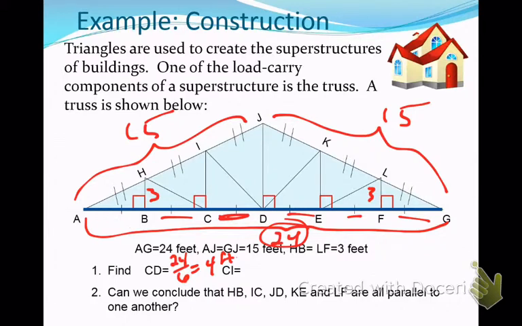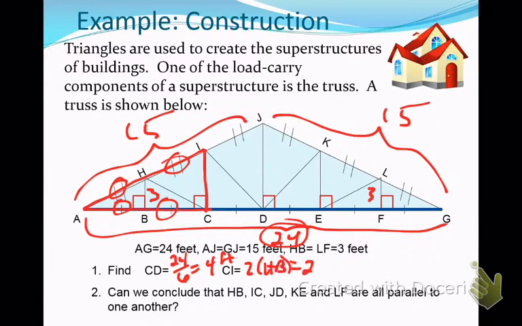CI. CI is right here. CI is in this triangle where HB is apparently a midsegment, and we know that because these two segments are congruent, these two segments are congruent, which tells us that H and B are midpoints. Now, since HB is a midsegment, CI is 2 times the length of HB. In other words, it's 2 times 3. In other words, it's 6 feet long.